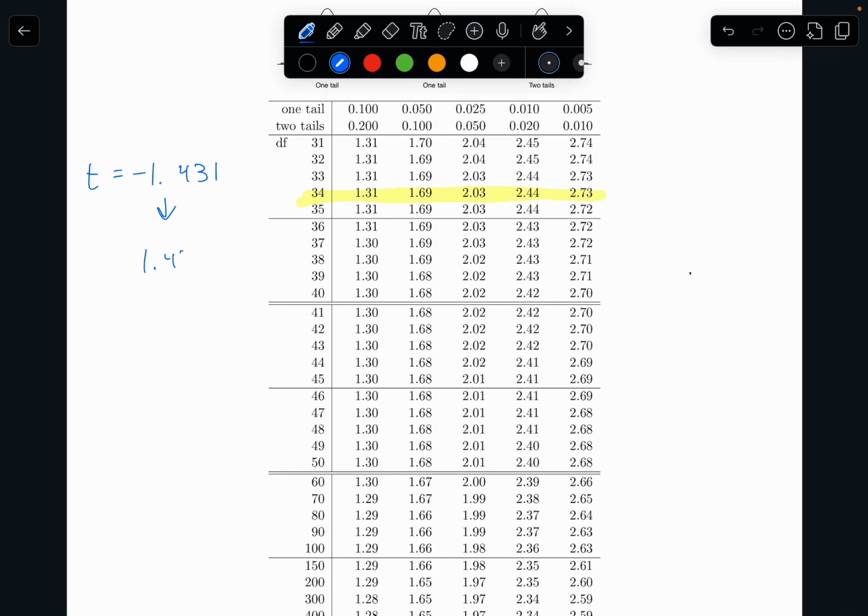So 1.431. If you're answering the question, what is the test statistic, then yes, I want to use this negative 1.431. But when it comes time to calculating the p-value, we don't really care so much about the negative sign. So I want to figure out where this 1.431 lives in relation to my other t-values in this table. And I see here's 1.31 and 1.69. 1.43 is going to live somewhere between those two values. So I am almost there. I almost have an idea of my p-value.